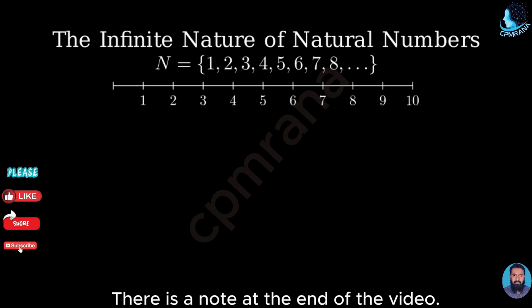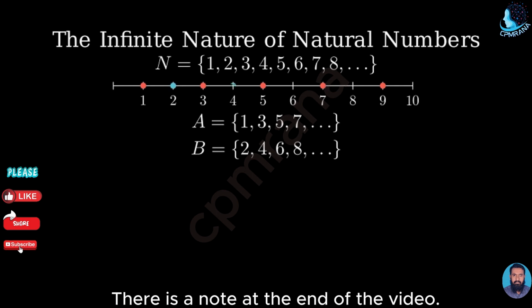Now, let's look at some interesting subsets of the natural numbers. First, we have set A, which contains all odd natural numbers: 1, 3, 5, 7, and so on. Then we have set B, which contains all even natural numbers: 2, 4, 6, 8, and so on. And finally, set C contains all multiples of 3: 3, 6, 9, 12, and so on.